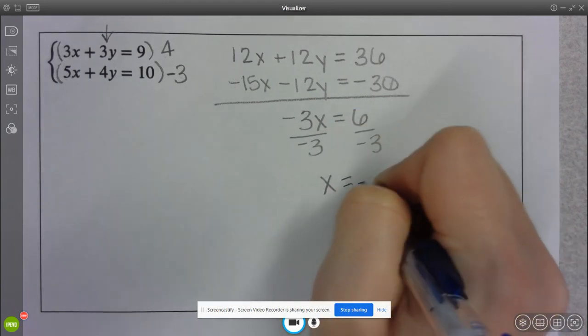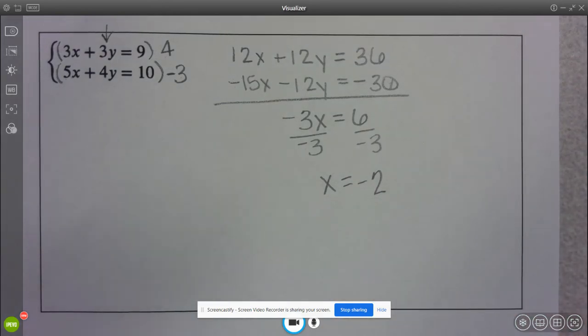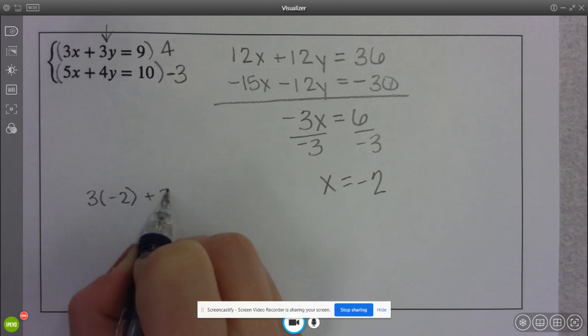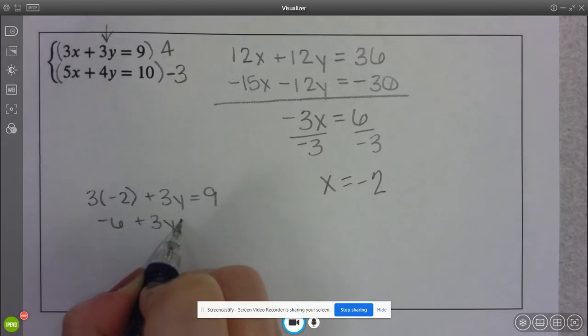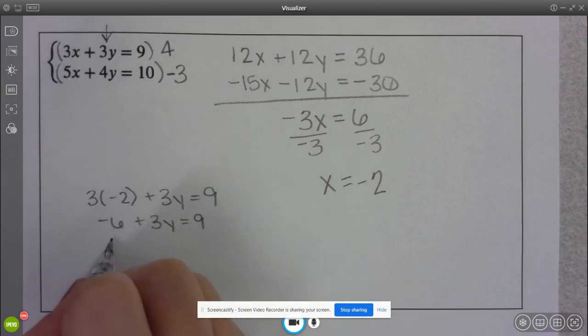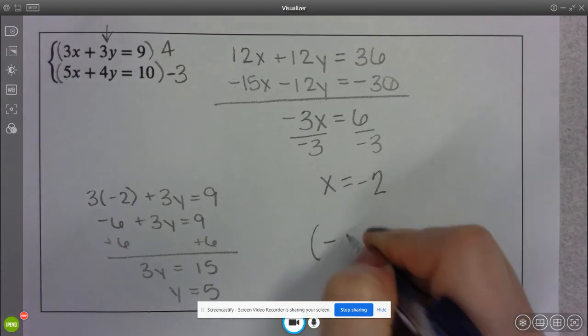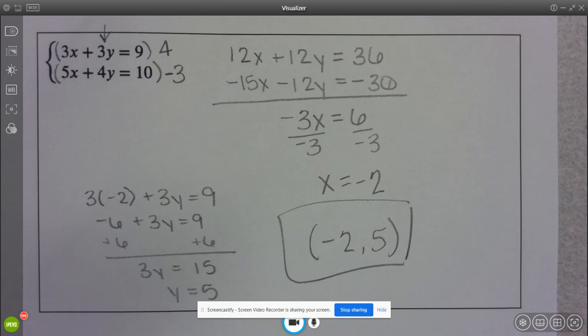So this tells me that x is negative 2. Does not matter which one you substitute back into. Personally, I choose the one with the smaller numbers. So 3 times negative 2 plus 3y equals 9. So negative 6 plus 3y equals 9. I'm going to add 6. So 3y is 15. So y has to be 5. So our solution point is negative 2, 5.